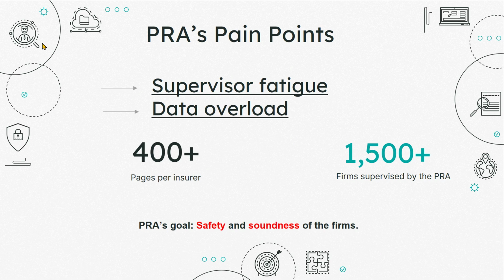We know that with over 1,500 firms to survey and over 400 pages to ensure, this can create a lot of time delays, data overload, and fatigue. With these increased pressures, this can increase the risk of delayed interventions, as seen with the LDI crisis or the SVB collapse. With the intent to reach the PRA's goal of continuing the safety and soundness of firms, how can we still achieve this with scale and without supervisor burnout?